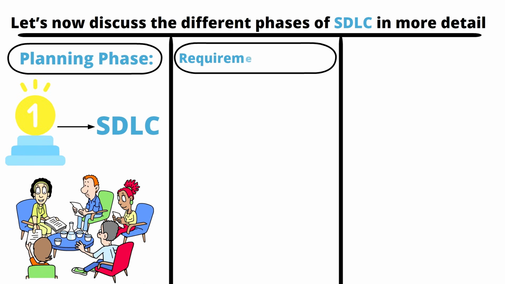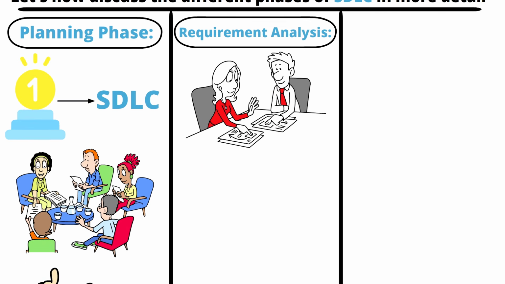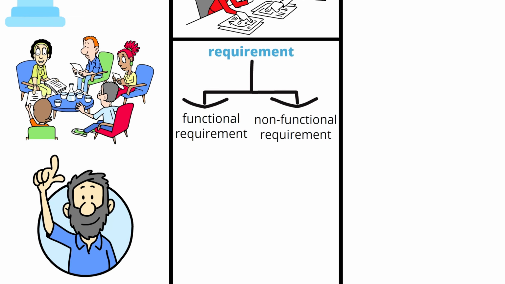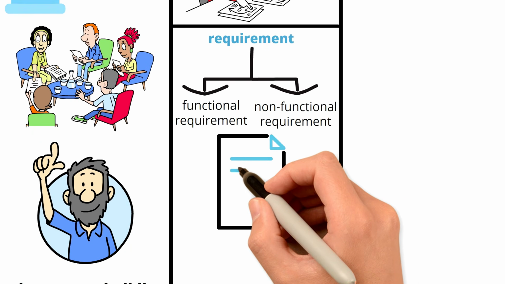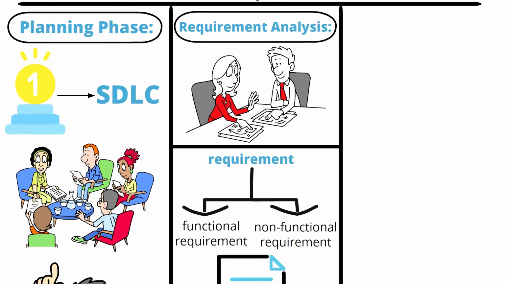2. Requirement analysis. Here, the requirement is gathered by the developers from the client or user. The requirement is of two types, functional requirement and non-functional requirement. All the requirements are documented in a document known as SRS, or Software Requirement Specification.